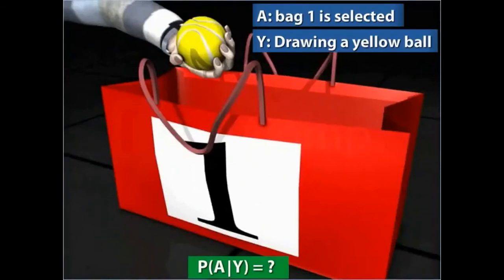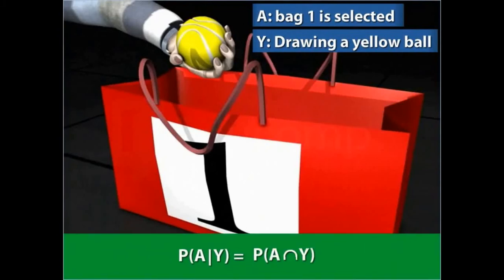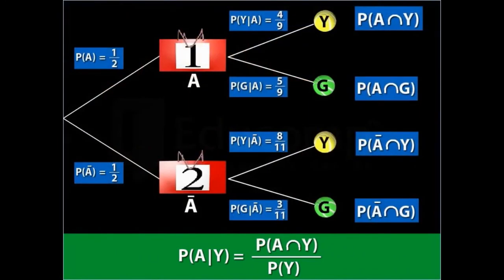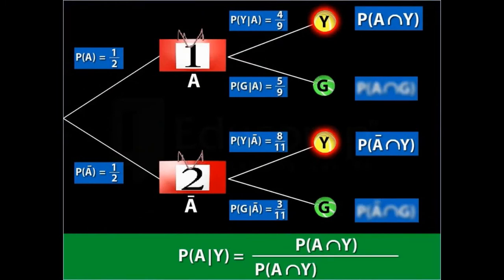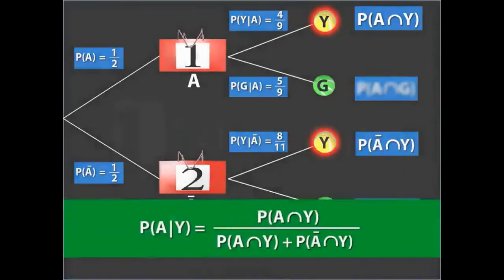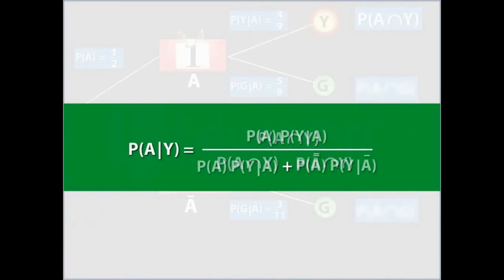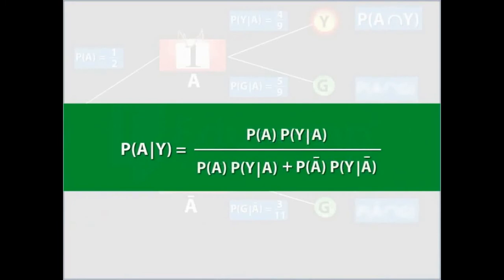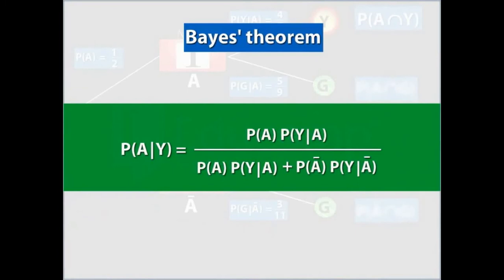The probability of drawing a ball from bag 1, given that the ball is yellow, is probability of A and Y upon probability of Y. The probability of getting the yellow ball is equal to probability of event A and Y plus probability of event A complement and Y. Applying multiplication rule of probability, we get this equation. This equation is called Bayes' theorem. It relates conditional probabilities to their inverses.